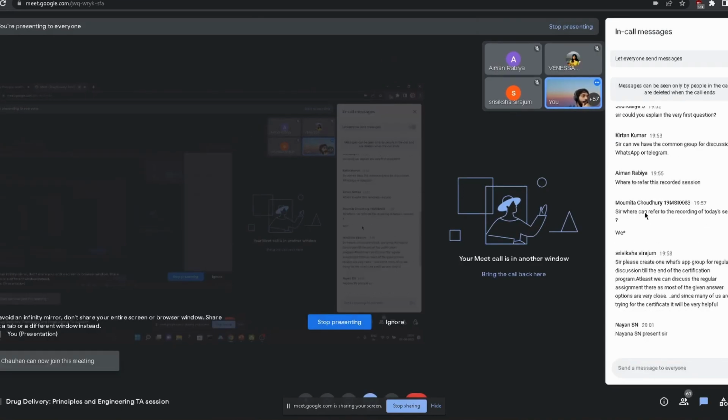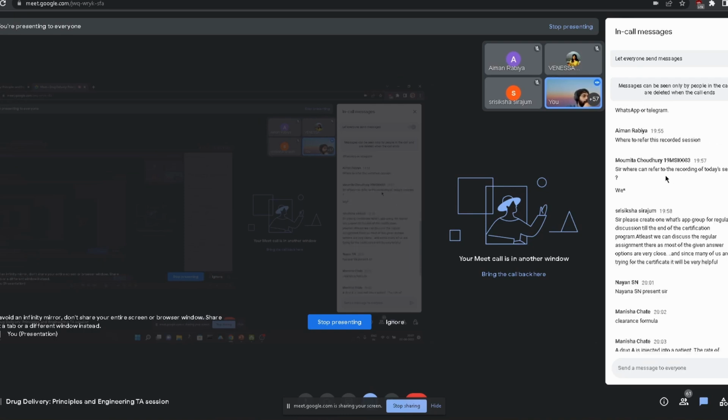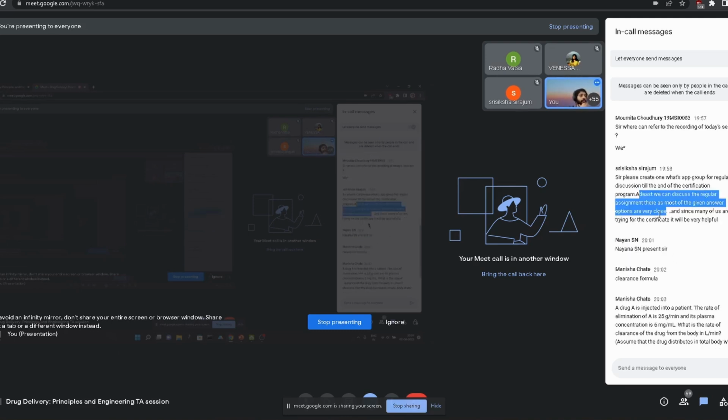Where to refer this? Again, I'll let you guys know. So can we create a regular discussion? The discussion forums are active on the NPTEL website. Feel free to discuss there. If you want to create a WhatsApp group amongst yourselves, feel free to do that. We will have weekly sessions, so bring your questions. If I'm not able to answer them right away, I'll definitely look at them and try to answer as many as I can in the coming sessions as well.